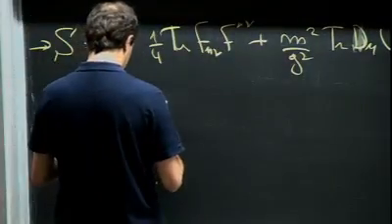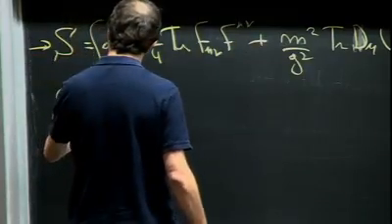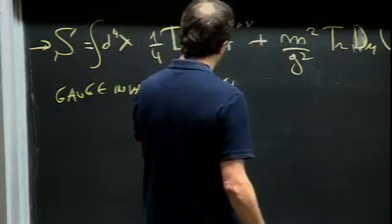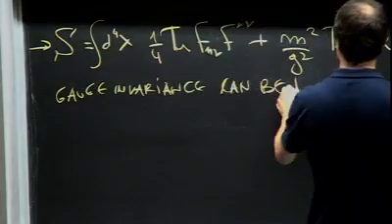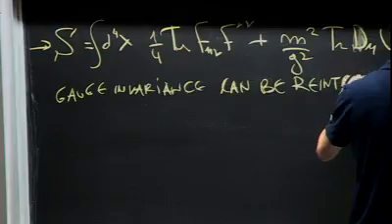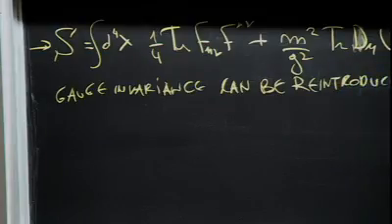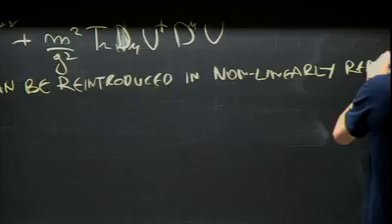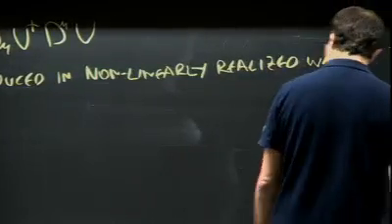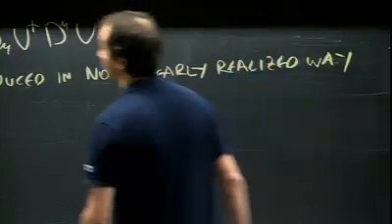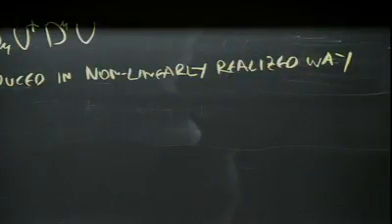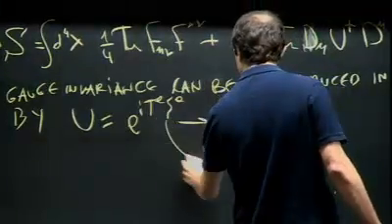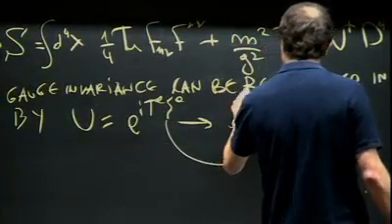Now, gauge invariance can be restored, or gauge redundancy can be reintroduced, in a nonlinear way, by exchanging U, which was e to the i T_a xi^a, and simply replacing it everywhere with a field that I call pi, so I put e to the i T_a pi^a.